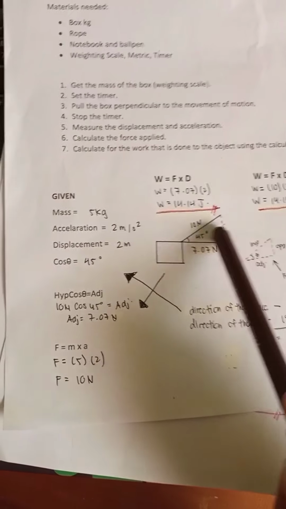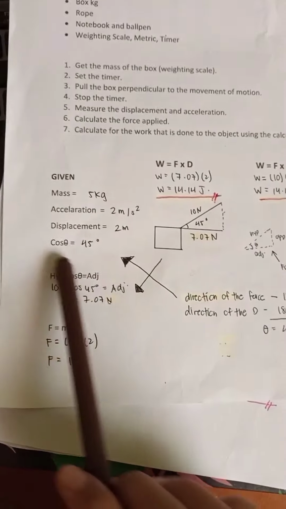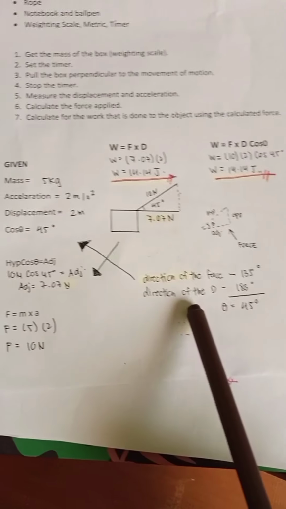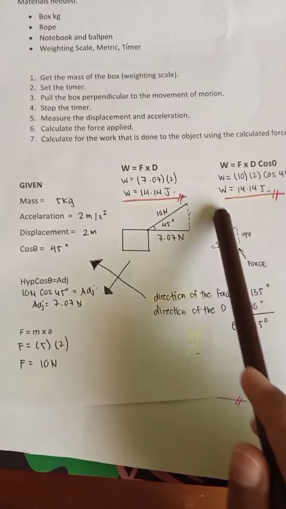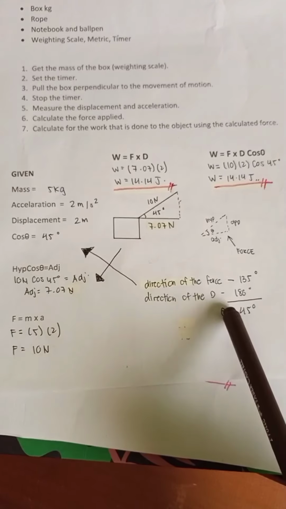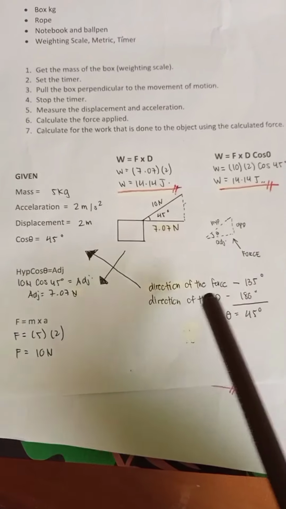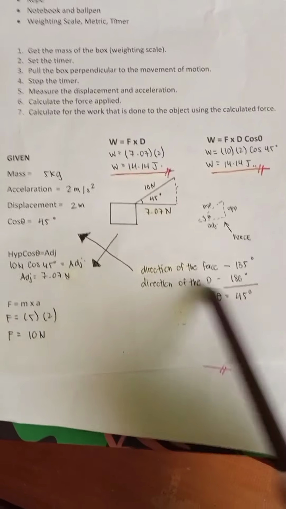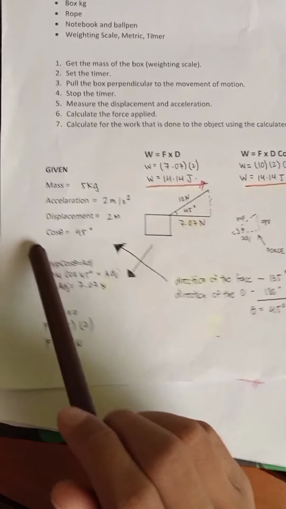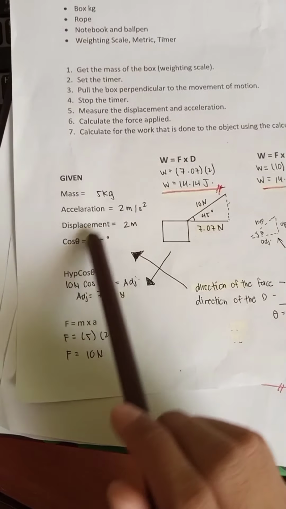So, this represents the force. So, paano nga ba natin makukuha yung 45 degrees? So, this drawing, ilagay mo siya sa set of angles na kung saan makukuha mo is 135 degrees. Yung direction of the force and the direction of the displacement is 180. Pag subtract mo sila, so makukuha mo na yung value ng angle, which is 45 degrees.